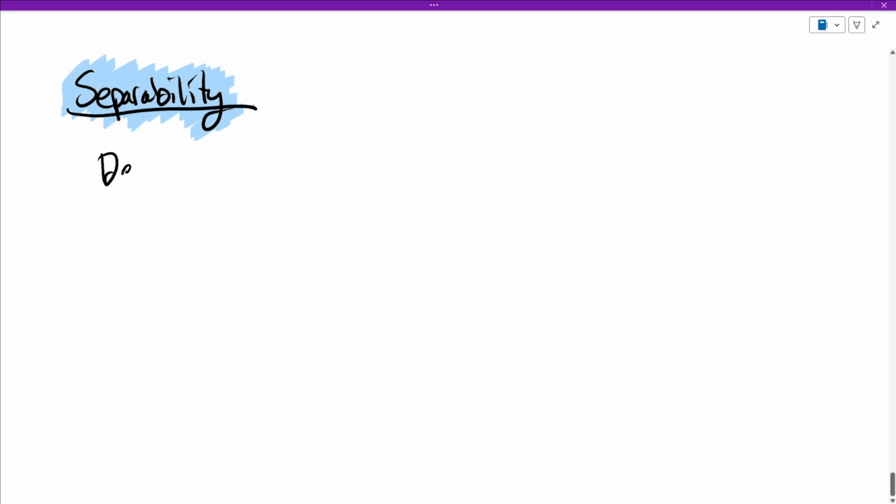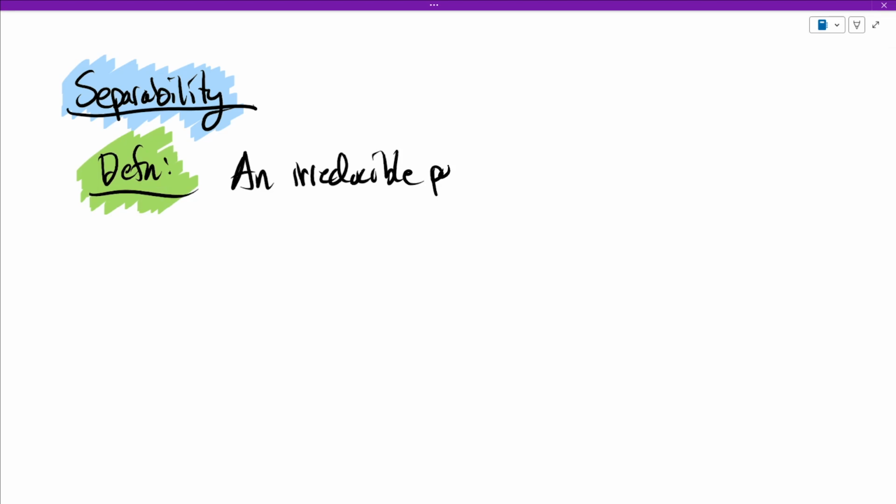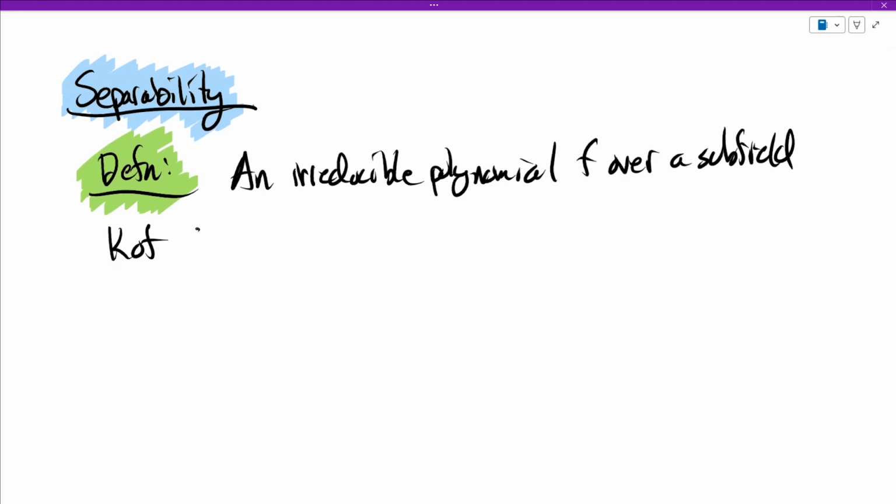All right, we're going to start tackling the separability portion of this chapter. And I believe we've already actually seen this, but we're going to introduce some language here. So an irreducible polynomial over a subfield K of C is called separable.